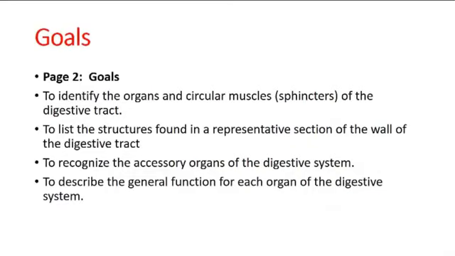The goals for this understanding are to identify the organs and circular muscle of the digestive tract, to list the structures found and represent the section of the wall of the digestive tract, to recognize the accessory organs that are involved with the digestive system, and to describe the general function of each organ of the digestive system, to know how they work together as a unit of organ system.